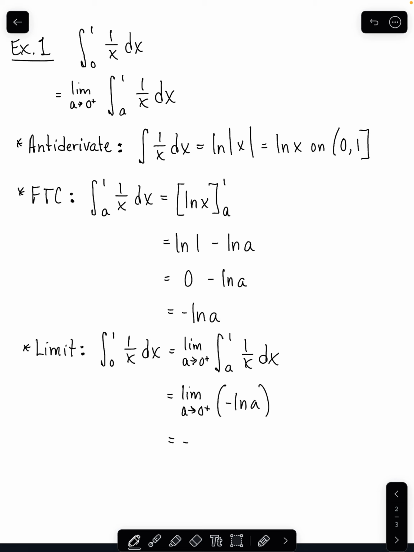So we have negative natural logarithm of something that is approaching 0 from the right. Approaching from the right is relevant because the natural logarithm is only defined for positive x values, so we must approach from the right. But as we do so, the natural logarithm drops towards negative infinity.